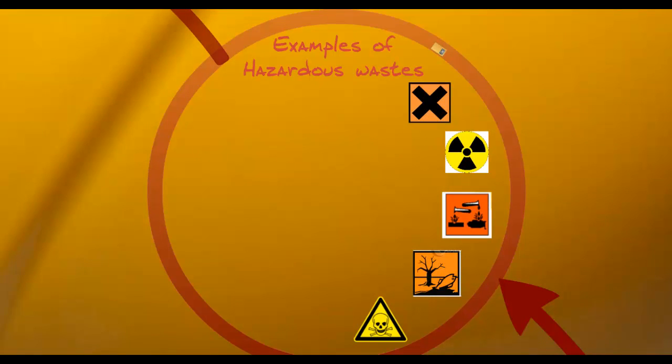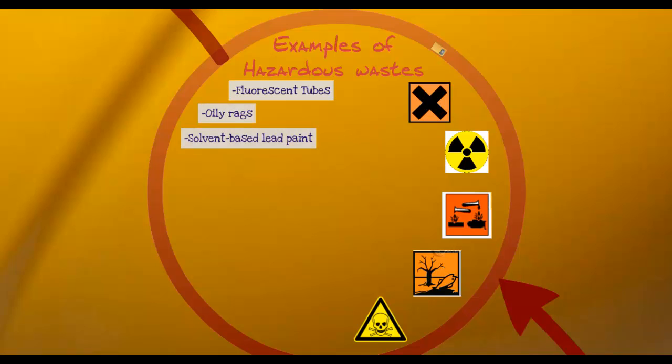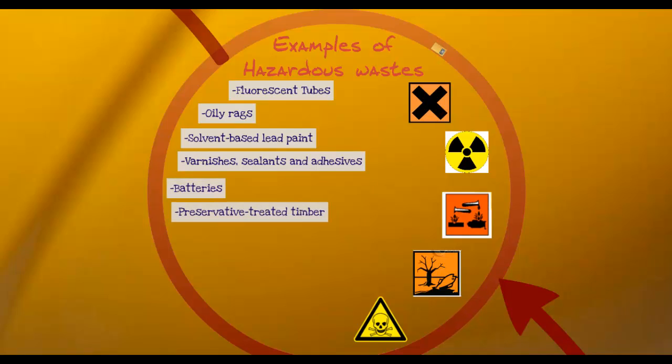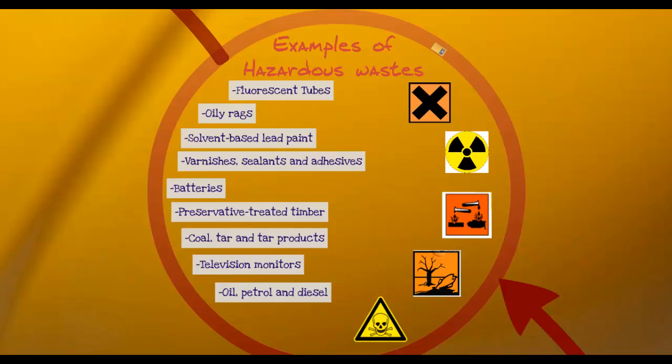Examples of hazardous wastes: fluorescent tubes, oily rags, solvent-based lead paint, varnishes, sealants, and adhesives, batteries, preservative-treated timber, coal, tar, and tar products, television monitors, oil, petrol, and diesel, asbestos, fridges.